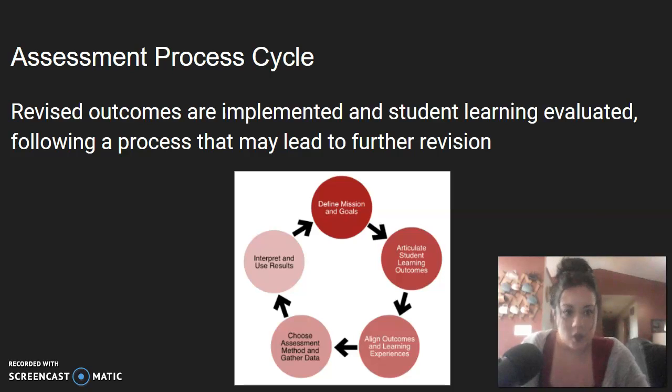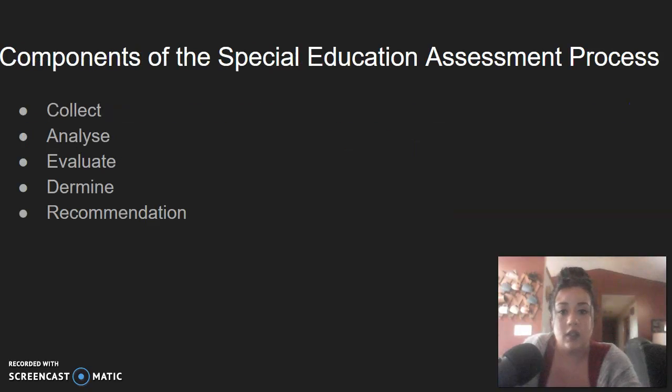Then we analyze what we've come up with. We collect data on that. We evaluate it, and we determine more outcomes, or more ways that we can improve this process. What that looks like is the components of the special education assessment process. So what are the components? Like I mentioned before: collect, analyze, evaluate, determine, and then our recommendations.